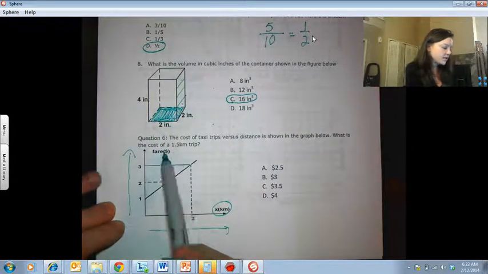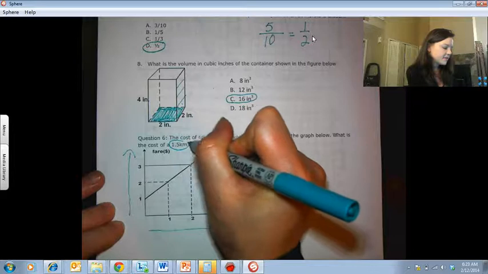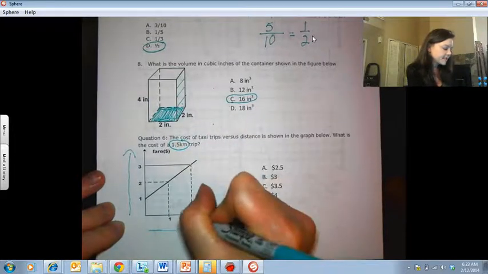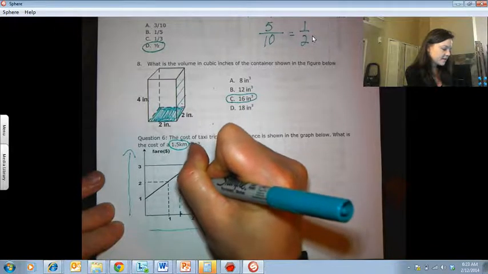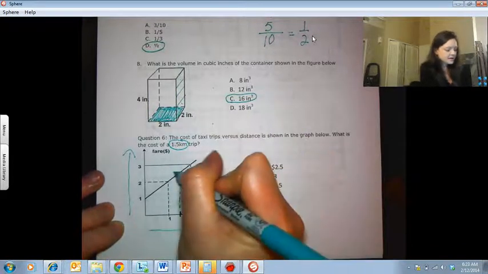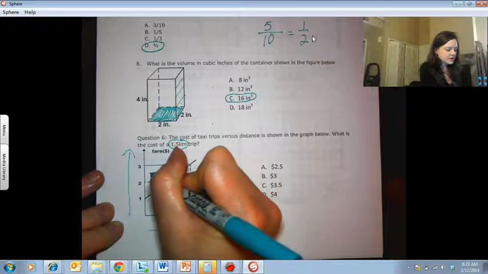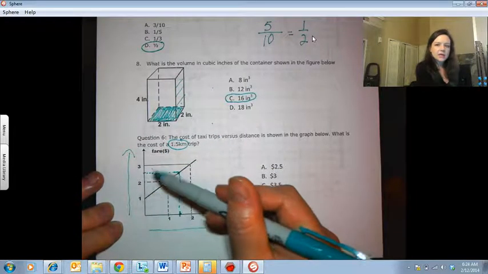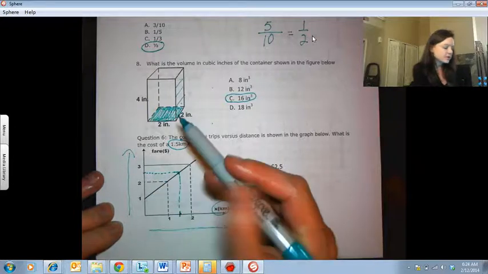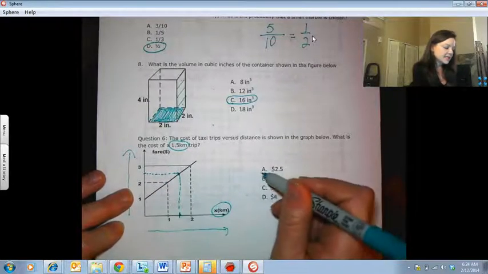We're looking at a 1.5 kilometer trip, so it's going to be right in the middle here between 1 and 2. I'm going to follow that up to the line. Follow that over. Okay, and my answer is going to be directly in between 2 and 3. So hopefully you realize that's going to be $2.50.